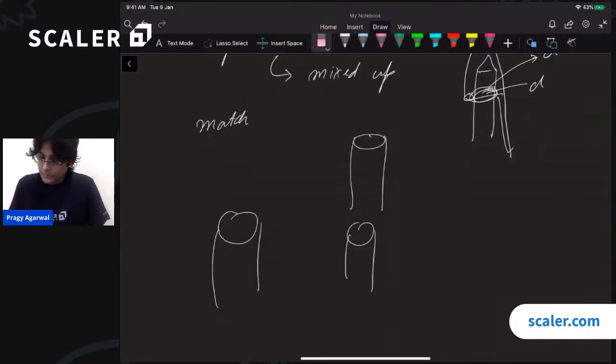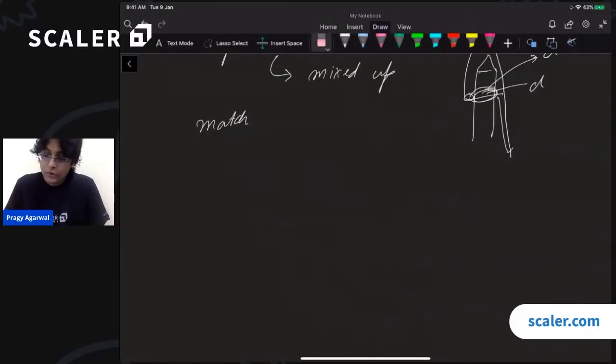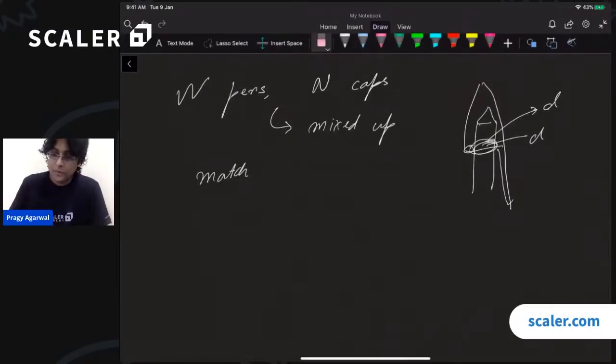Cool. So if that is the case, then how would you solve this particular problem? I hope the problem is clear to everyone. We have n different pens, we have n different caps. You cannot really compare the diameters of different pens, and you cannot compare the diameters of different caps. They are all mixed up on the table, and you are supposed to pair them up. You're supposed to match the correct pen with the correct cap.